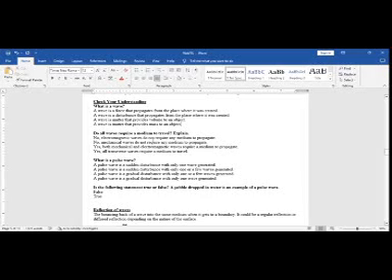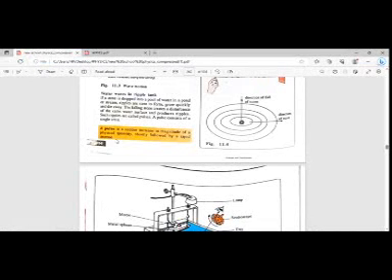What is a pulse wave? The textbook answers that question: a pulse is a sudden increase in magnitude of a physical quantity, shortly followed by a rapid decrease.